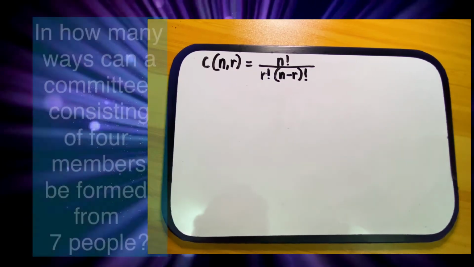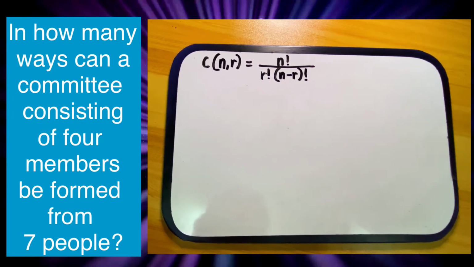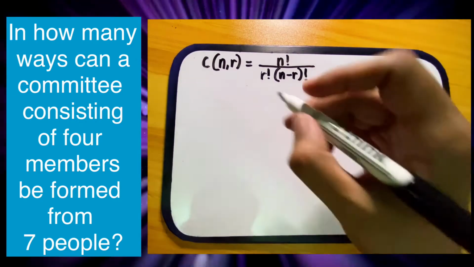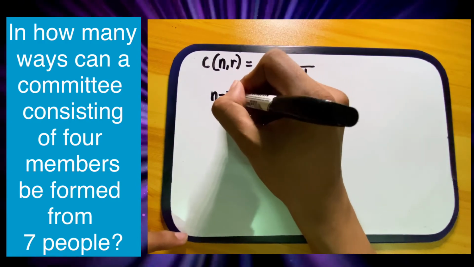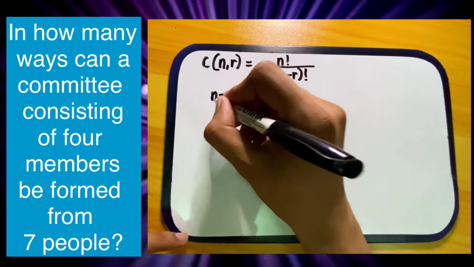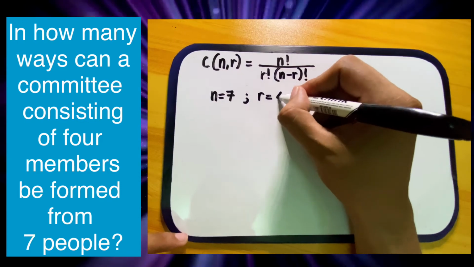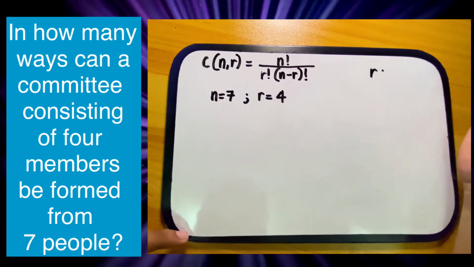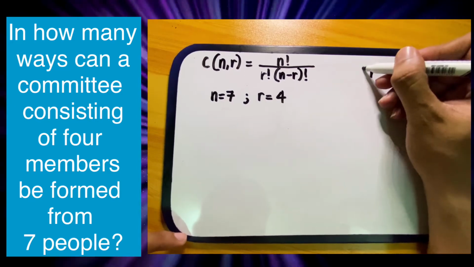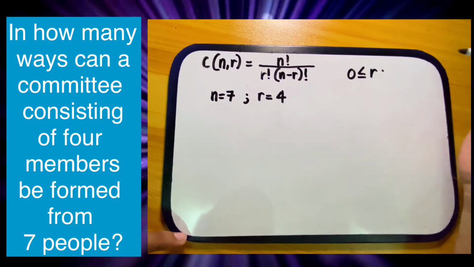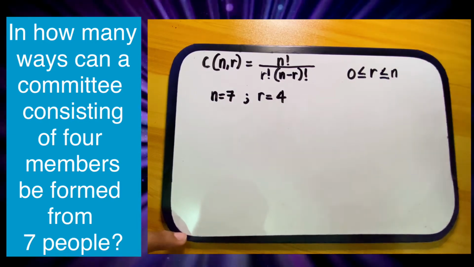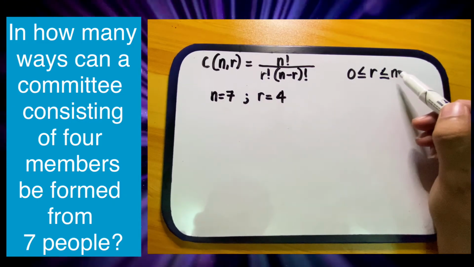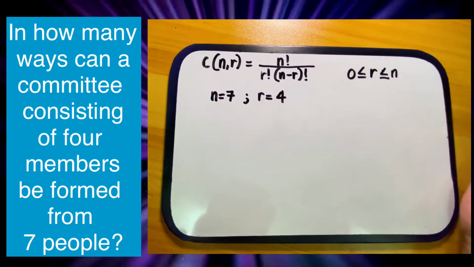So we have example number 1. In how many ways can a committee consisting of 4 members be formed from 7 people? So it is a combination. So 7 people, therefore n is equal to 7, and since 4 members, the value of r is 4. Always remember that r should be greater than or equal to 0 but less than or equal to n. So this shouldn't be interchanged. Always remember that r is sometimes less than n or equal to n.